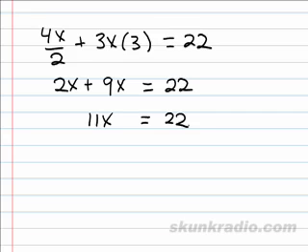And now I've got to get rid of this 11 with the x, so let's divide by 11. And whatever I do to one side, I have to do the exact same thing to the other. Divide by 11. So 11 divided by 11 is 1, or just 1x, or x is equal to 22 divided by 11, which is 2.